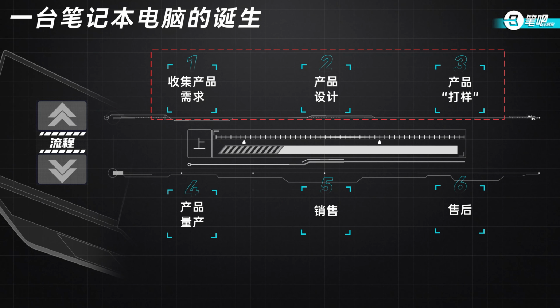Alright, in this video, we talked about demand identification, product design, proofing, and test process. You might notice that, previous to mass production, it in fact takes a lot of effort and a lot of time spent in the process. After the proofing and test, the next step is production.